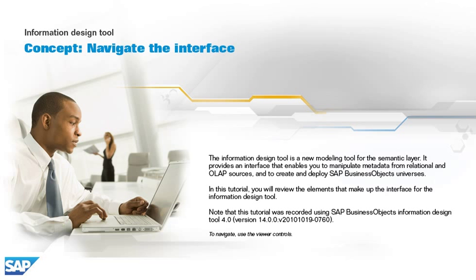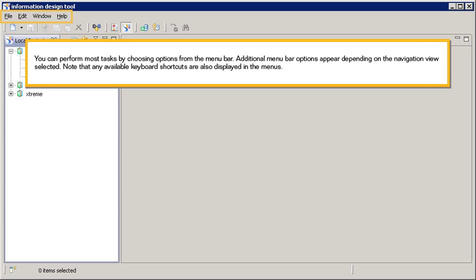V2010-10-19-0760. To navigate, use the viewer controls. You can perform most tasks by choosing options from the menu bar. Additional menu bar options appear depending on the navigation view selected. Note that any available keyboard shortcuts are also displayed in the menus.